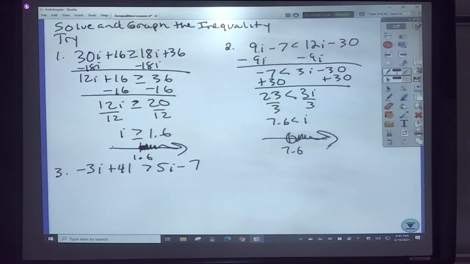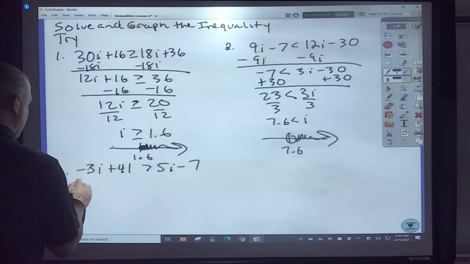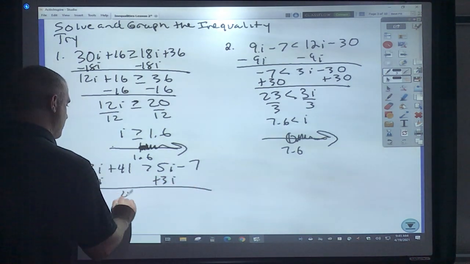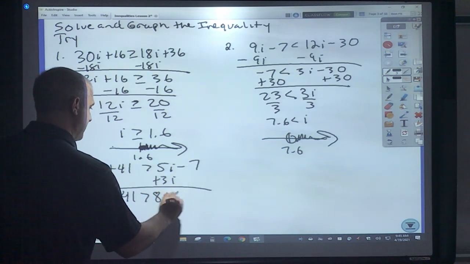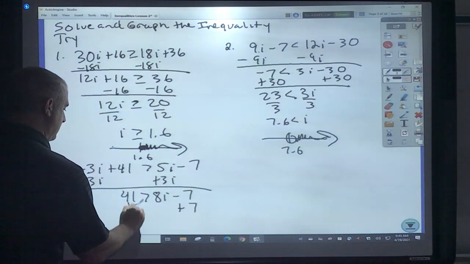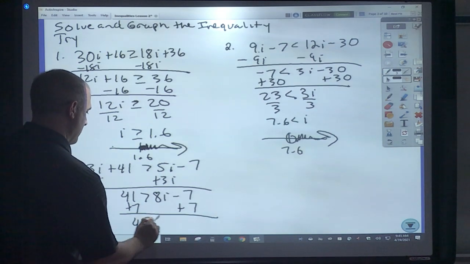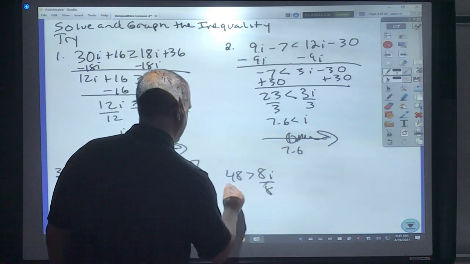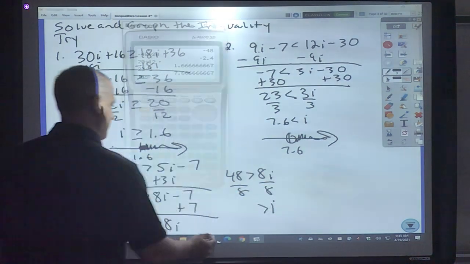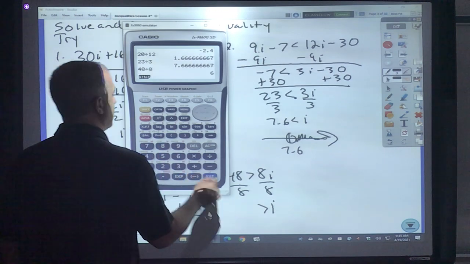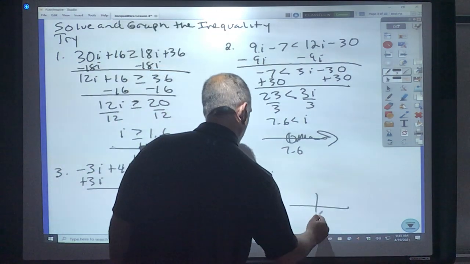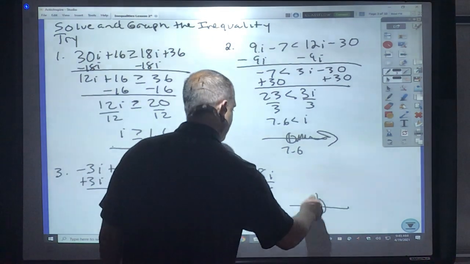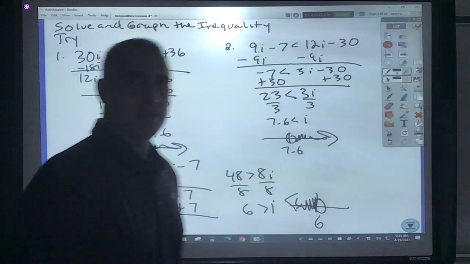This one on here, what I would do first is I am going to get rid of this negative 3i by adding. So I got 41 greater than 8i minus 7. I would add 7. So that's 48 is greater than 8i. I'm going to go ahead and move that over here. And I'm going to divide by 8. 48 divided by 8 is 6, okay? Open circle on 6. It is not eating the variable, so I would shade that way.